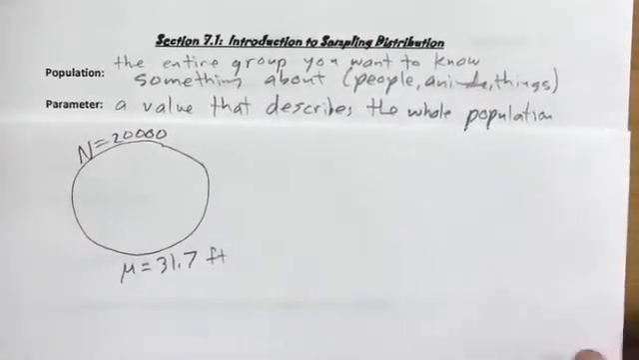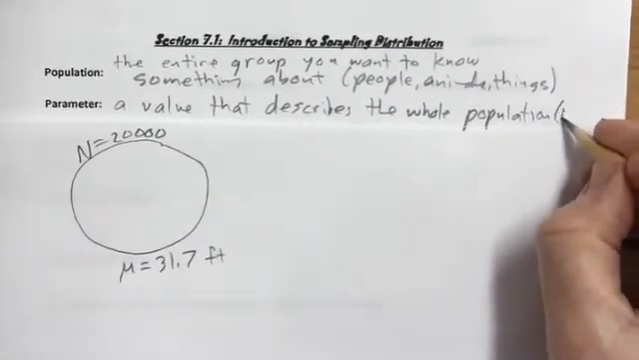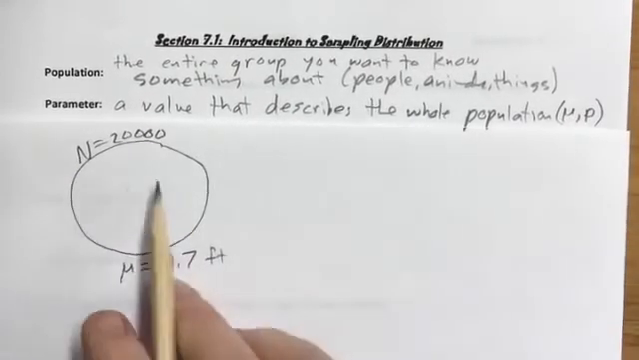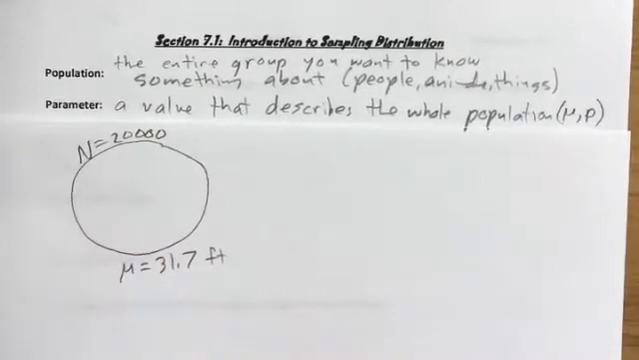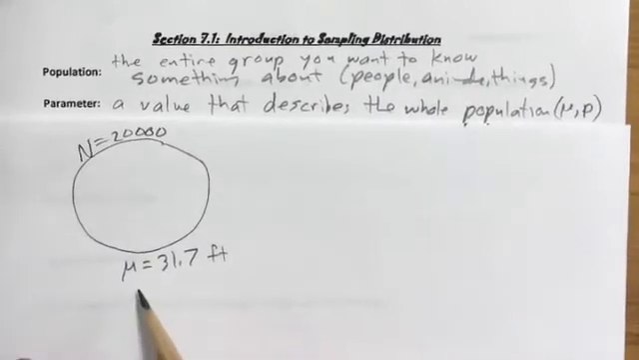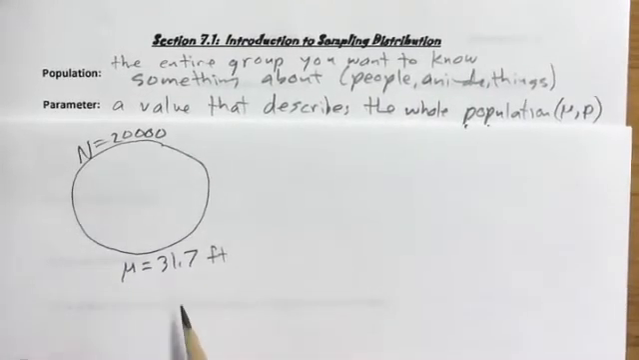Most of the time, it's either going to be a mean, which we call mu, or a proportion, which we call p. So mu would be like the mean height of the trees, or the mean weight of the trees, or the mean number of fruit created by the trees. But it could be a proportion, the proportion of trees that are pine trees, or the proportion of trees that have a fungus. But let's pretend that we want to figure out the mean of the trees.